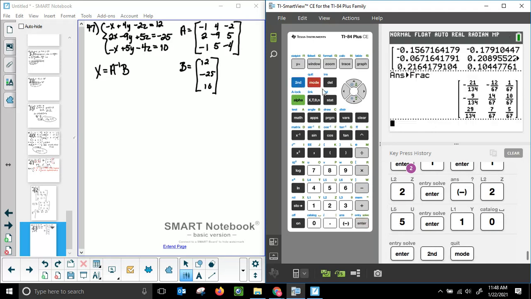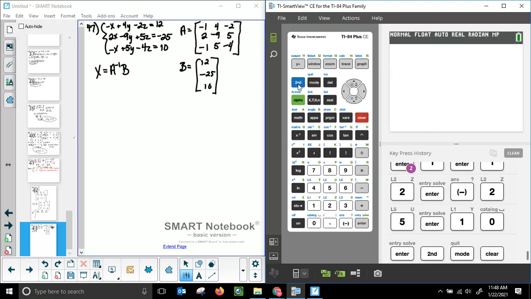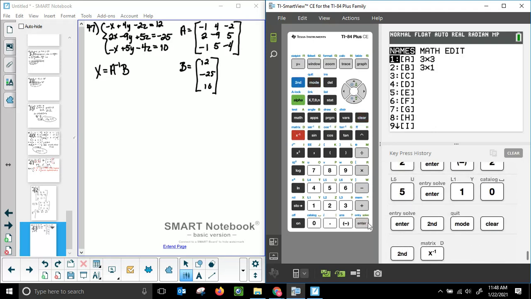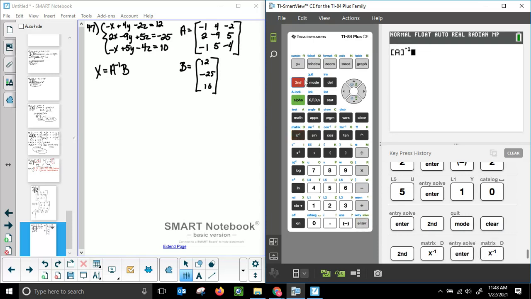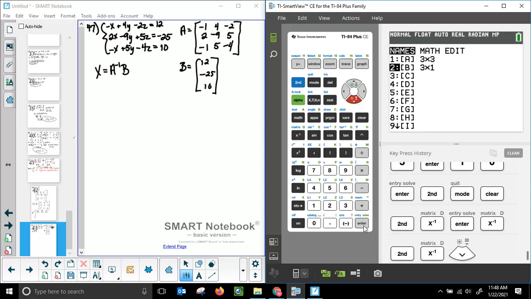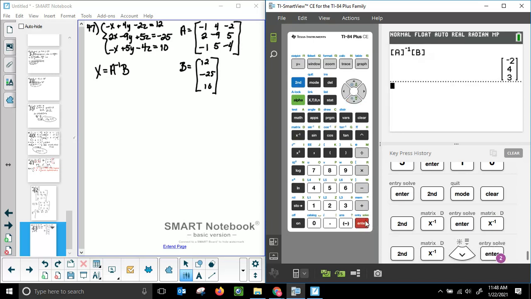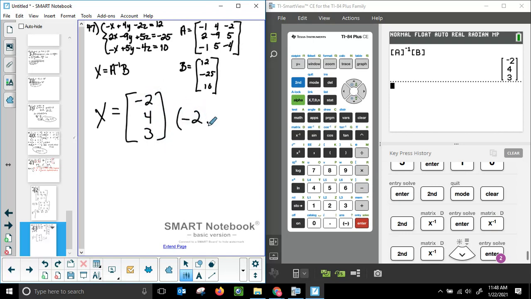All right, so now I can quit out. I can go to my matrix menu, hit enter on A, hit my inverse, go back to my matrix menu, go down to B, hit enter there, hit enter, boom. So matrix X is equal to negative 2, 4, 3, which means this is my X, this is my Y, this is my Z. Negative 2, 4, 3. Done.